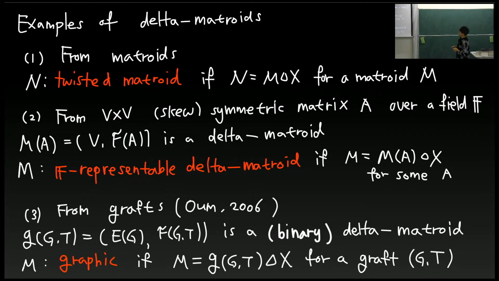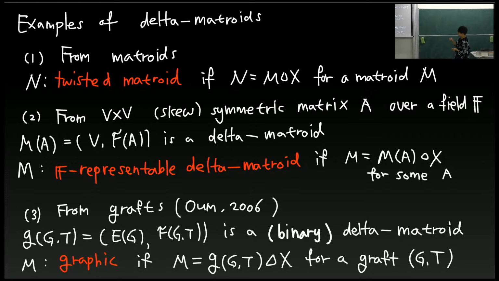So here are examples of delta-matroids. The first example comes from matroids. We say that a delta-matroid M is a twisted matroid if M is equal to some matroid up to the twisting operation.